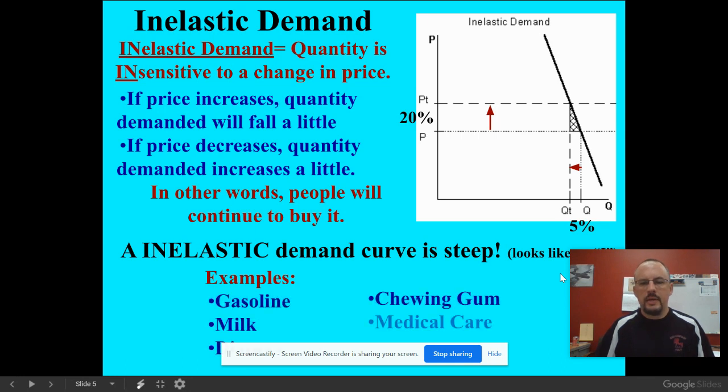Here are examples of things that have inelastic demand. Gasoline, milk, diapers. If you have a baby, diapers, baby formula, and things like that. Toilet paper. Those are things that you would have inelastic demand for.